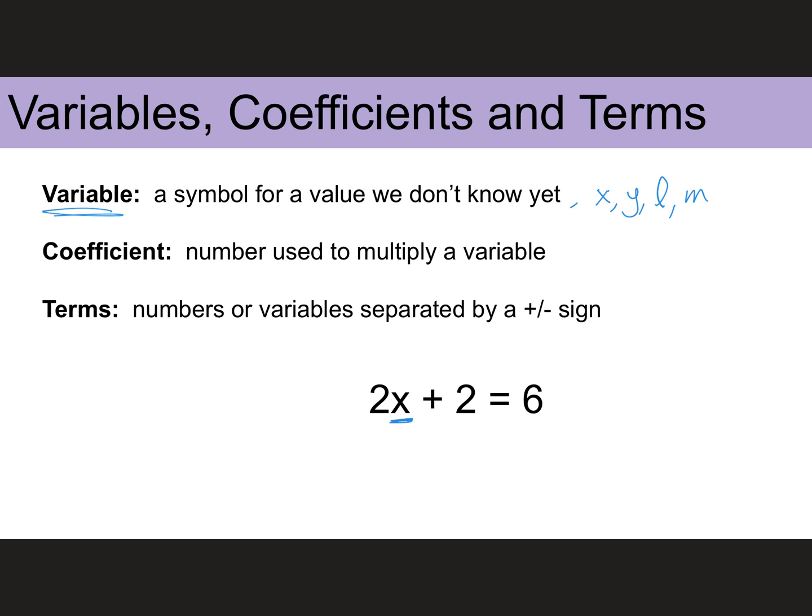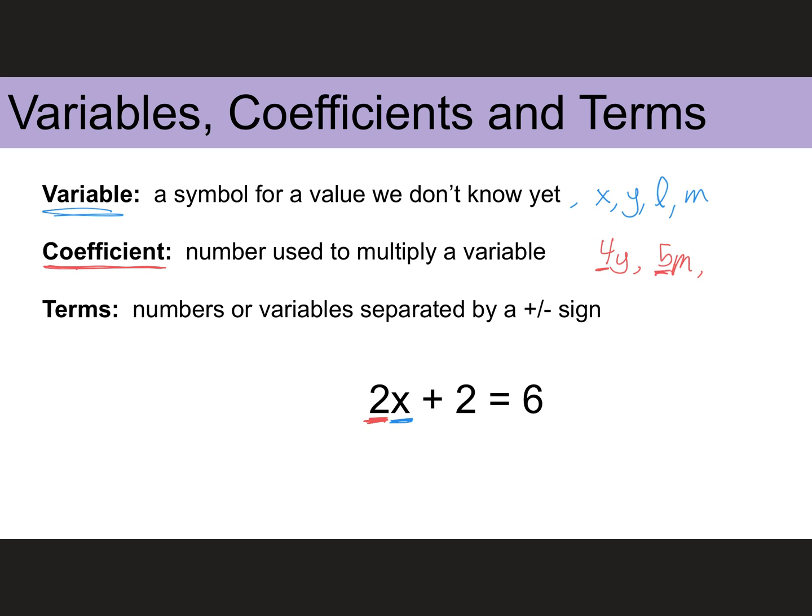The second word is coefficient. A coefficient is a number used to multiply a variable. Now in this case, down here, my coefficient for this equation is 2. So it's anytime we have a number in front of a letter. So example, that would be 5m. The 5 would be the coefficient, and so on. It's that number in front of the variable.